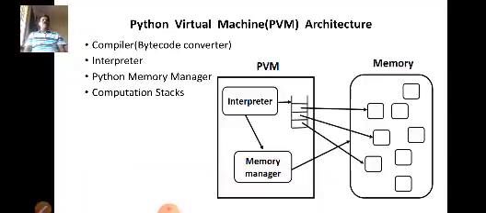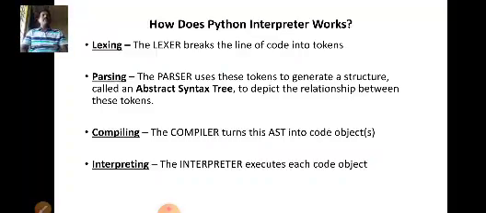Here, this is the architecture of the Python virtual machine: compiler, bytecode converter, interpreter, translator, Python memory manager. That memory is represented in Python by the interpreter like that: interpreter, memory management, and memory representation. Actually, how does the Python interpreter work?